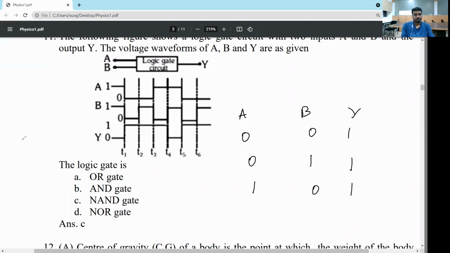So OR gate, what happens? OR gate input should be only one, no? So OR gate definitely is not an option. AND gate, what happens? 0 is there, 1 is there. 0, 0, here it is 1. This is not. This is OR gate, right? Option 1, OR gate. OR gate has 2 inputs.